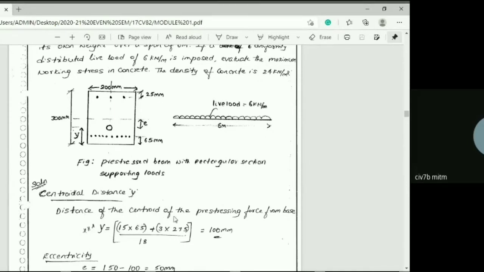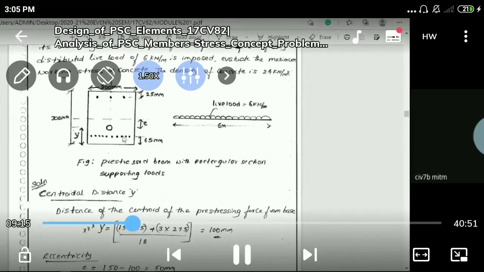So now let me find where exactly the centroidal distance is located. The distance of the centroid of the pre-stressing force from the base, that is the centroidal distance of the wire, is equal to... Remember your basic engineering mechanics class, how you used to calculate the centroidal distance for a given section. Here also I'm using the same formula.